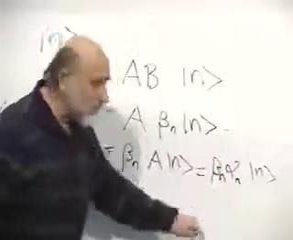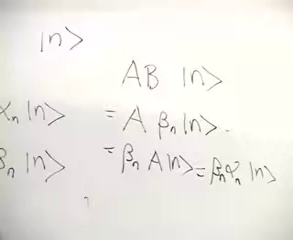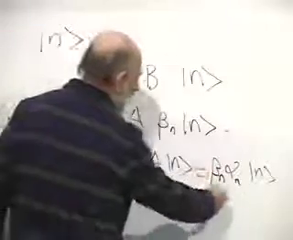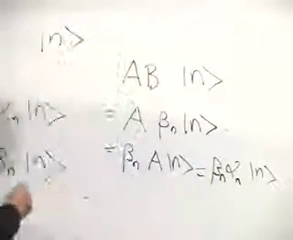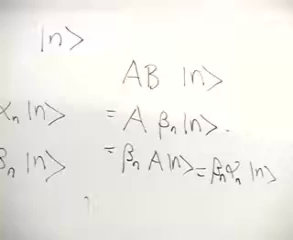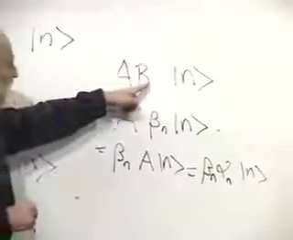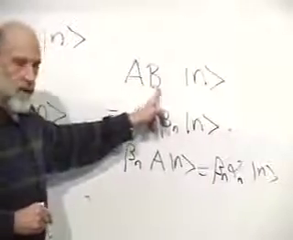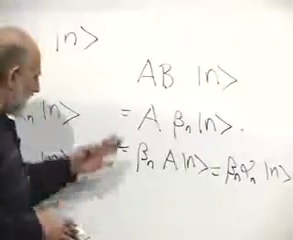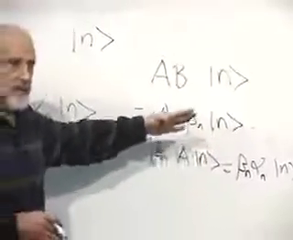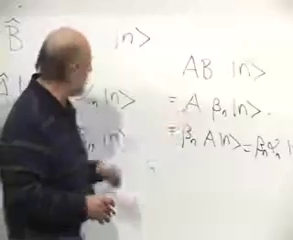The order that we multiply two ordinary numbers is immaterial. Alphas and betas are just numbers, and it doesn't matter if we write this as beta n alpha n or alpha n beta n. And from that we see that the order that we multiply A's and B's won't matter if they have a complete basis of common eigenvectors.